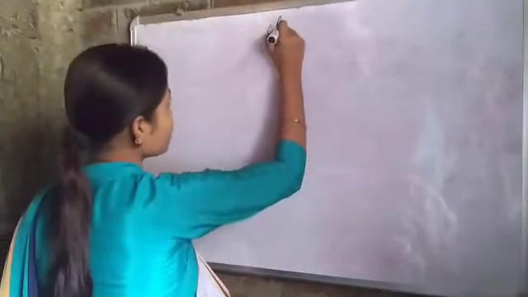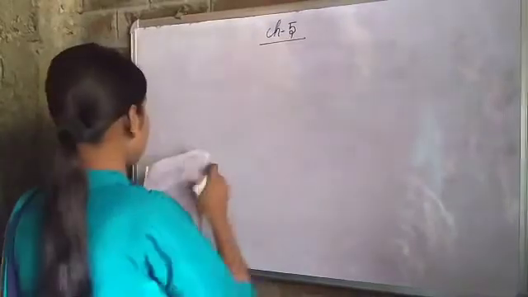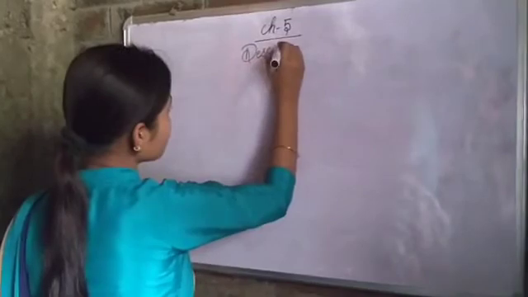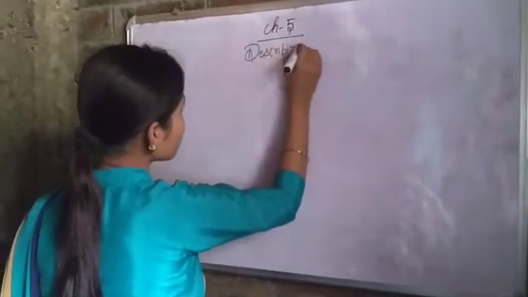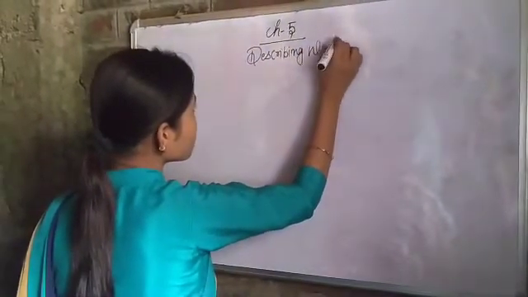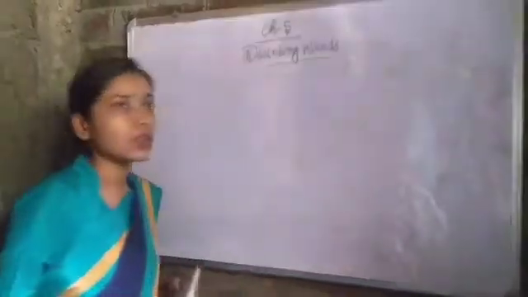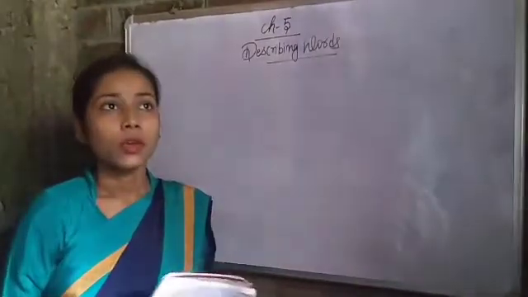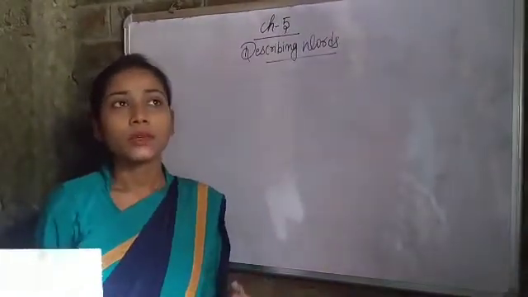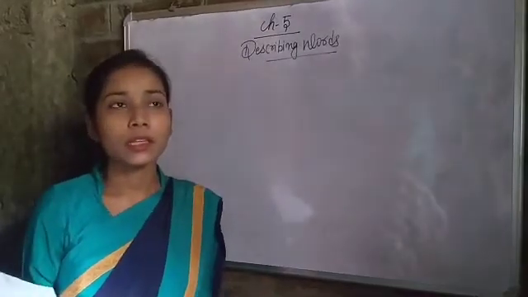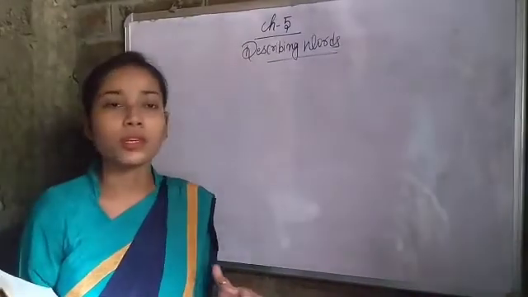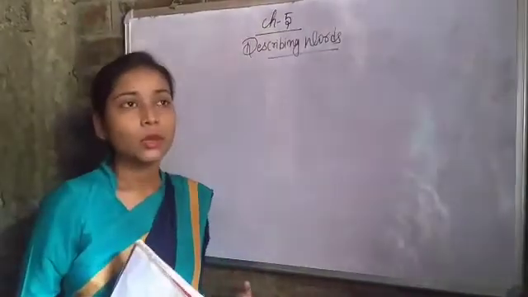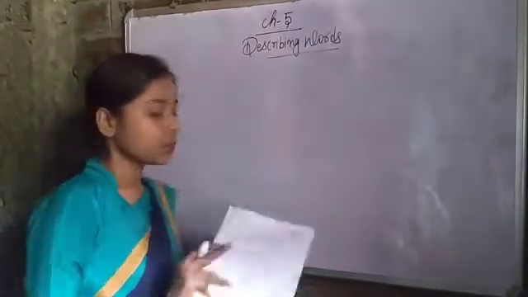Now this is chapter 5, describing words. So what are describing words? A word that tells us more about a naming word is called a describing word. Words that give us more details about naming words and describe them, we call them describing words. So a describing word is an adjective and the naming word is a noun here.